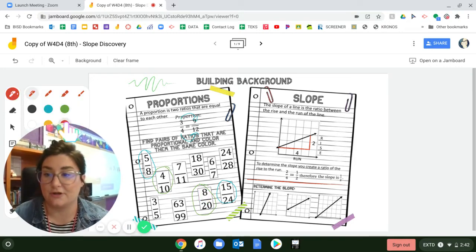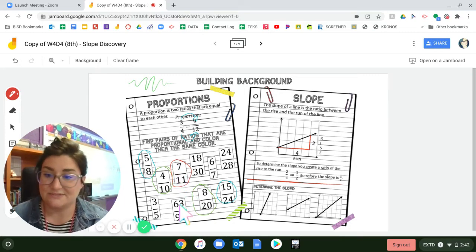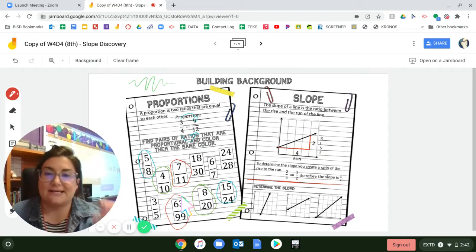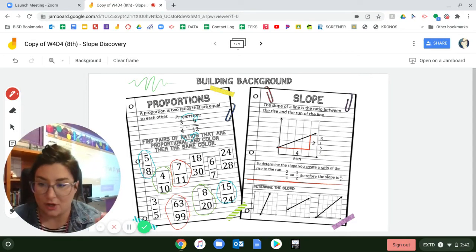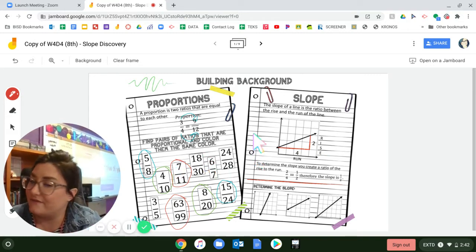Let's pick another color. We can go with 7/11. 11 goes into 99 evenly. 11 times 9 is 99. 7 times 9 is 63. This exercise is just to build that knowledge and recall that knowledge of creating similar ratios or proportional ratios. You can go ahead and finish this out.